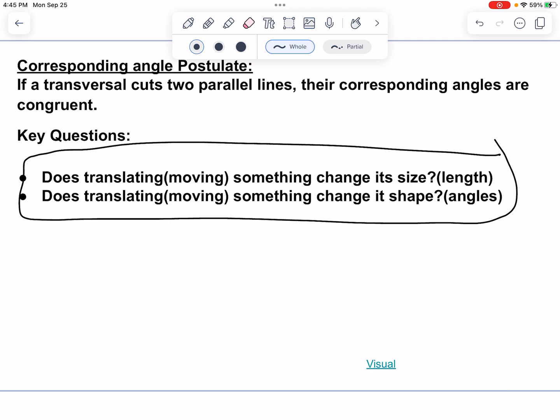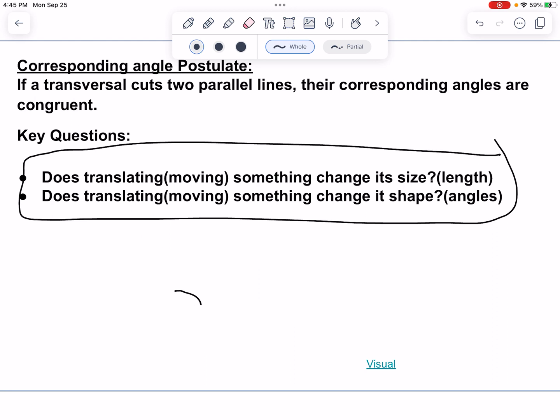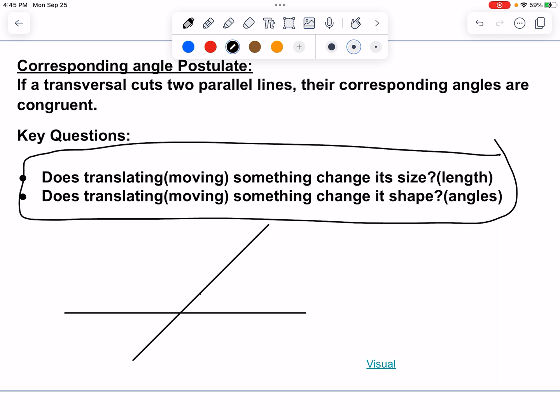Okay, so we're trying to show that the corresponding angles are congruent. So just to remind you, corresponding angles, here's the parallel lines. Corresponding angles are on the same side of the transversal, and one is an interior angle and one is an exterior angle. So exterior is outside the parallel lines and interior is inside. Okay, so that would be an example of a corresponding angle. So let's start off with just one angle. And then I'm going to try to show you that a corresponding angle is just moving an angle. So let's say I start with this angle.